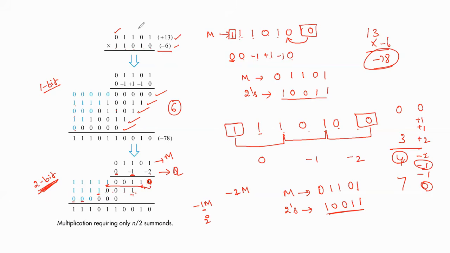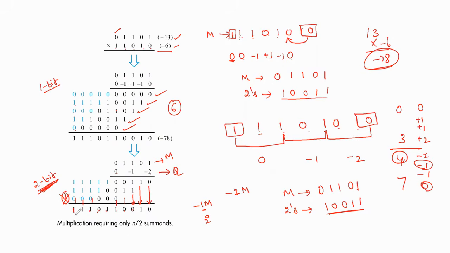Now, add all these summands to get the final product value. Then 0, 1, 1, 1 means 0 with carry 1. 1, 1 means 0 with carry 1. This is 1, 1, 0, 0 means 1; 1, 1 means 0 with carry 1. 3 ones means 1 with carry 1. 3 ones means 1 with carry 1. 3 ones means sum 1 with carry 1. The leftmost bit can be avoided. Now this is the result of the product.